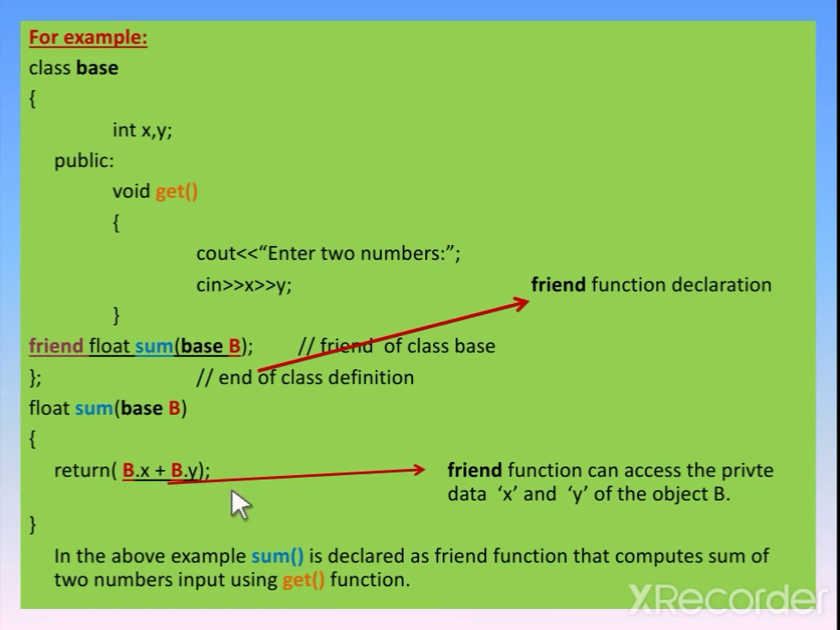Inside this friend function definition, you are supposed to send an argument. It should be an object, that is b, which has to be declared here as Base b. Through this object b, I am supposed to access x and y. So what are you going to return here? Return b dot x plus b dot y. From this friend function sum, you will access x and y.